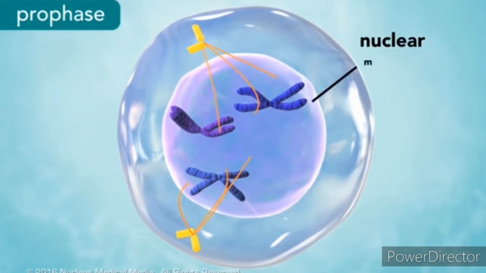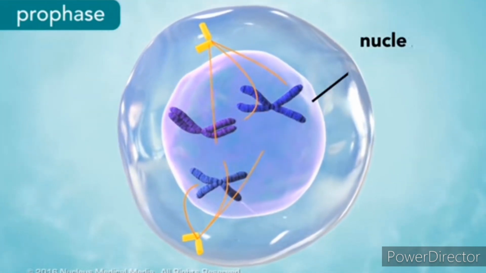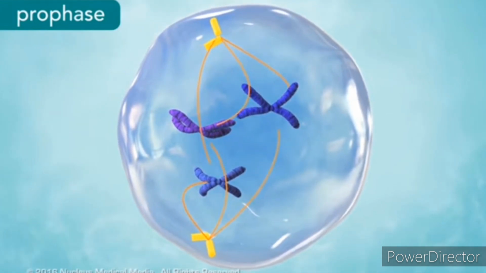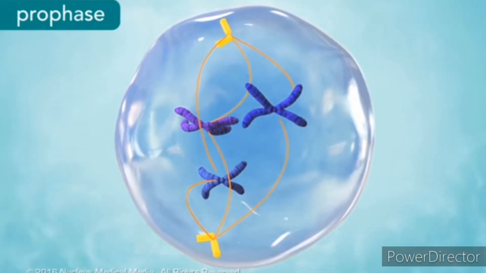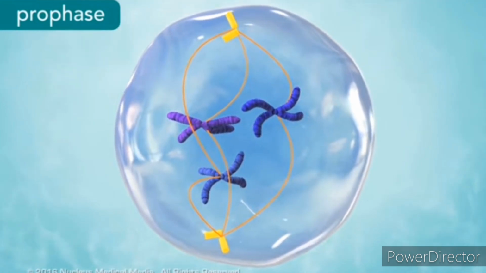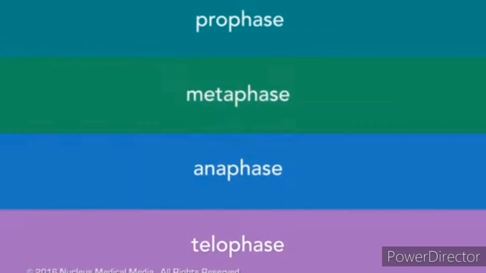While this is happening, the nuclear membrane surrounding the nucleus disappears. Now that chromosomes are no longer separated from the cytoplasm, the opposite ends of the spindle fibers can attach to the centromeres. Next, the cell enters metaphase.